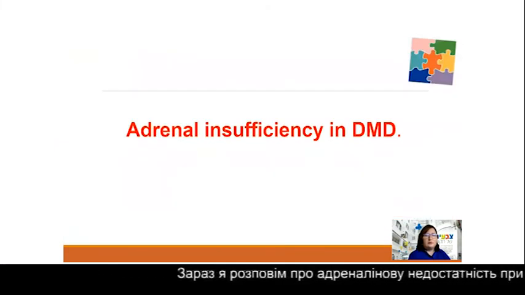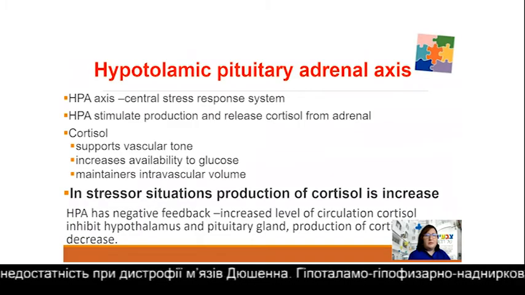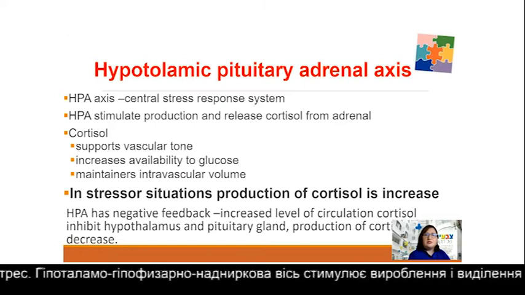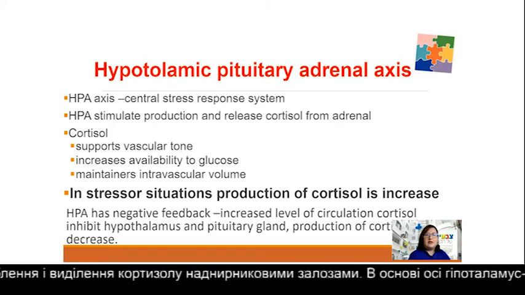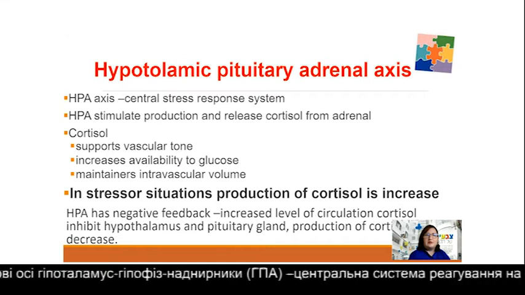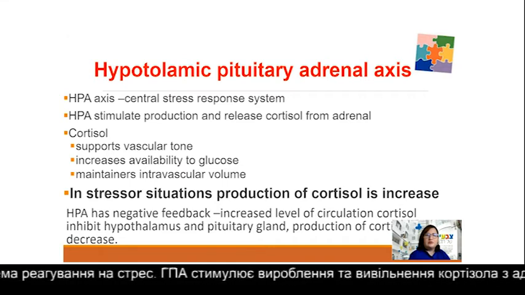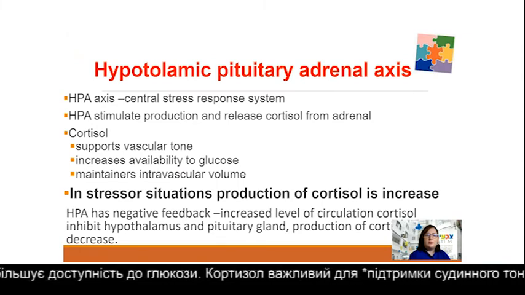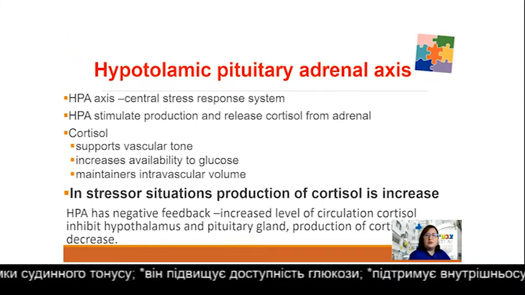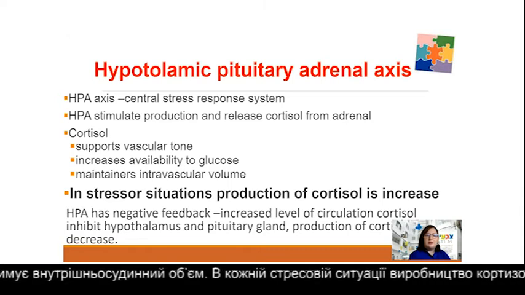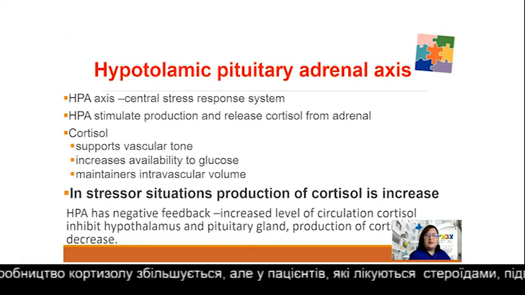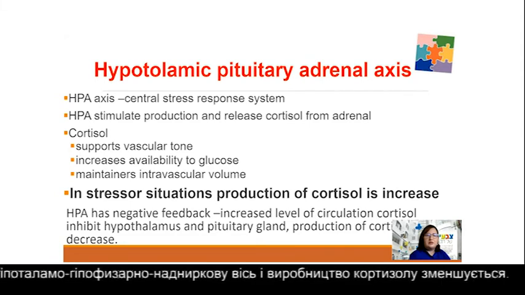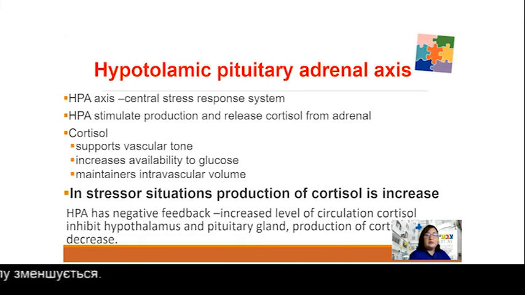And now I will talk about adrenal insufficiency. The basic HPA axis, the hypothalamic pituitary adrenal axis, is the central stress response system. HPA stimulates production and release of cortisol from the adrenal gland. Cortisol is important to support vascular tone, increase availability of glucose, and maintain intravascular volume. In every stressor situation, production of cortisol is increased. But in steroid-treated children, the increased level of circulating cortisol inhibits the HPA axis and production of cortisol decreases.